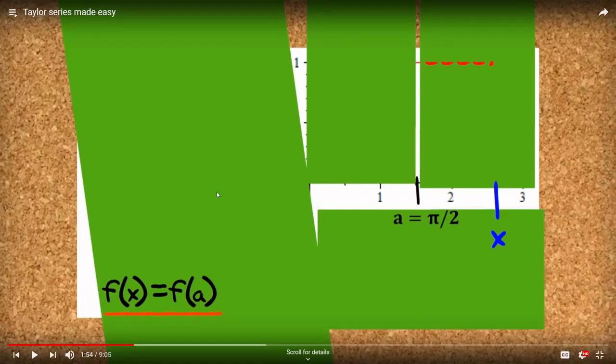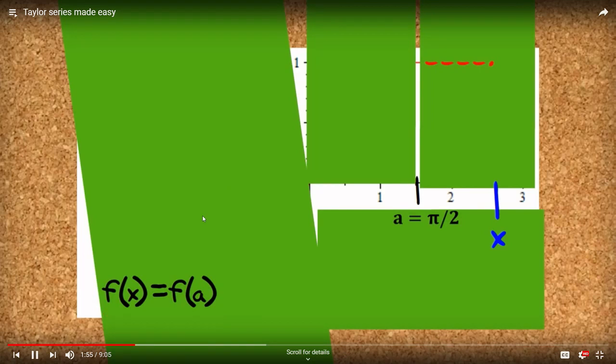So basically, what can you do? How can you estimate the y value of the function at location x? The simplest possible thing you can do is say that the function is not going to change, it's going to stay the same. So the y value at x is the same as the y value at pi over 2, right? So this gives you the first term of the Taylor series. So that's why it says f of x is equal to f of a.